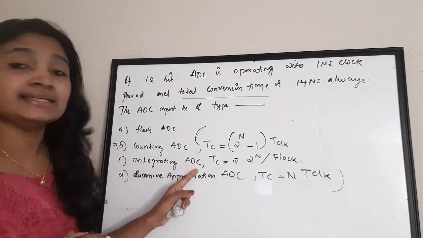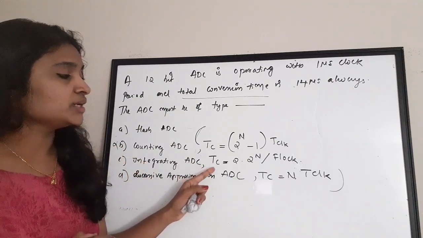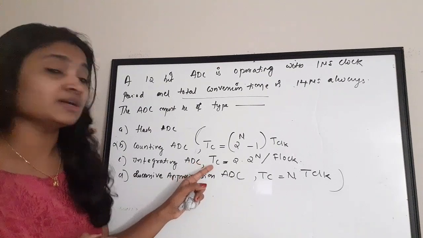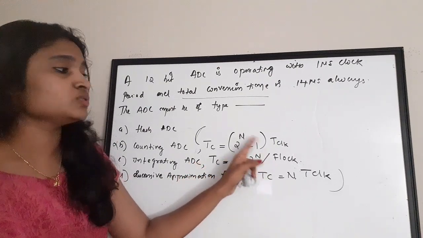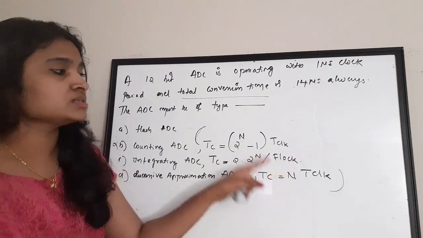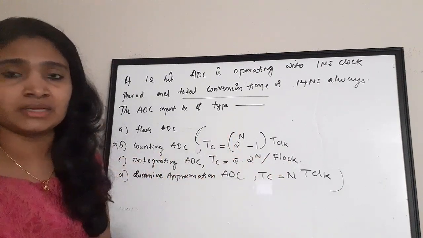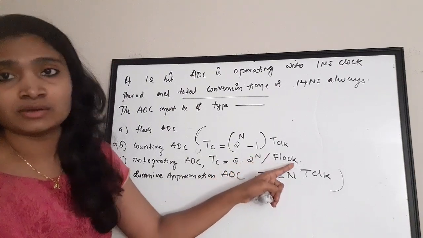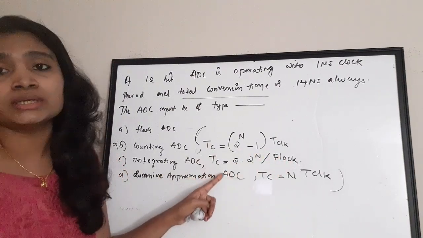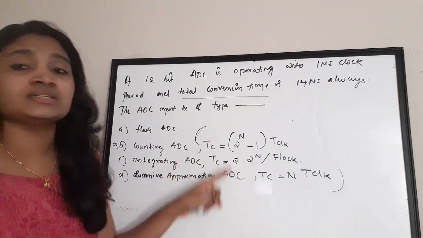And for the integrating type of ADC, the conversion time TC or maximum conversion time is equal to 2 into 2 raised to n by f clock. This you can write as into T clock also, because 1 by frequency is equal to time period, right? So 2 into 2 raised to n into T clock will be the value of total conversion time. So these equations are very, very important.